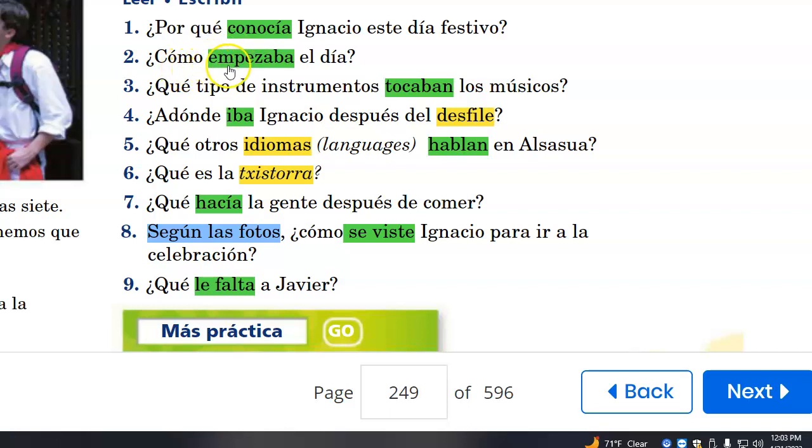Number two, ¿cómo empezaba el día? How does the day begin? Looking for an event for number two. Number three, ¿qué tipo de instrumentos tocaban los músicos? What kind of instruments did the musicians play?